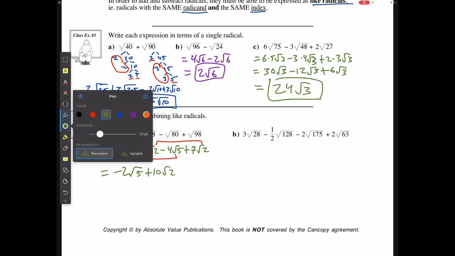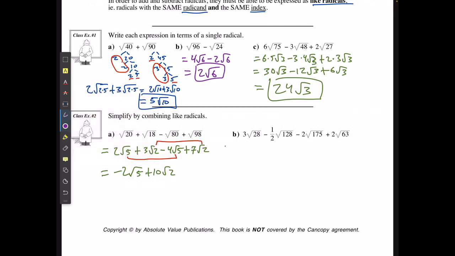For example B, I'm going to do the same thing. So the first one, I have 3, and when I simplify the radical, the simplified form of this is going to be 2 root 7, minus 1/2 times square root of 128 is going to be the same as 8 root 2, minus 2 times, this is going to become 5 root 7, and plus 2, and this is going to become 3 root 7.